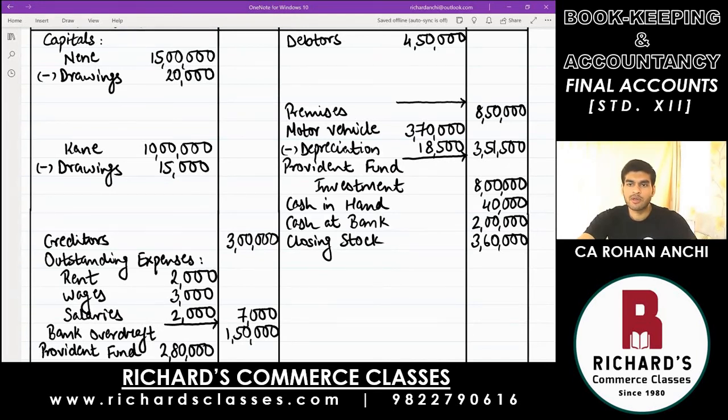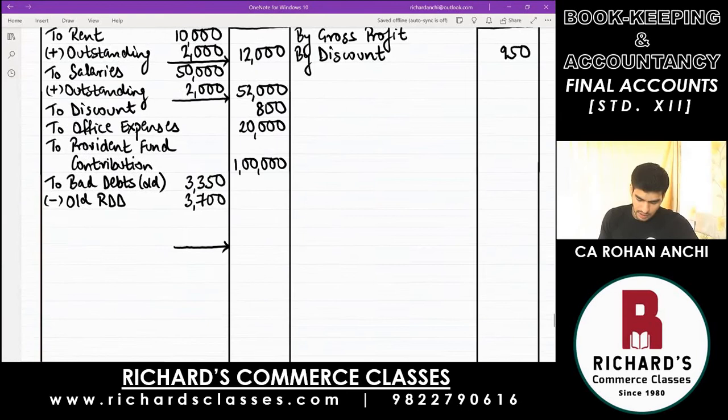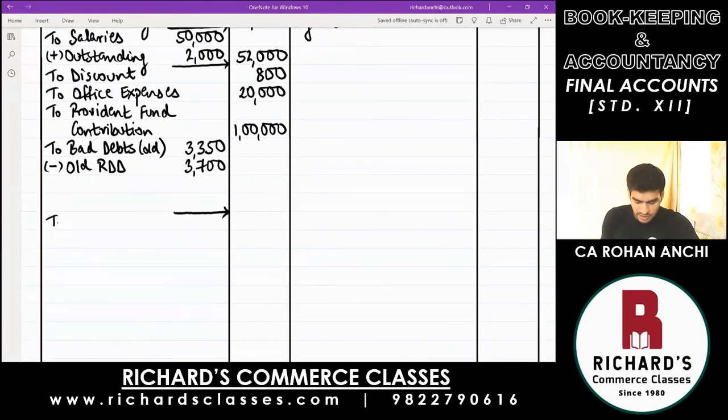Depreciation, second effect will be in the profit and loss account. Debit side, write down depreciation on motor vehicles, $18,500.